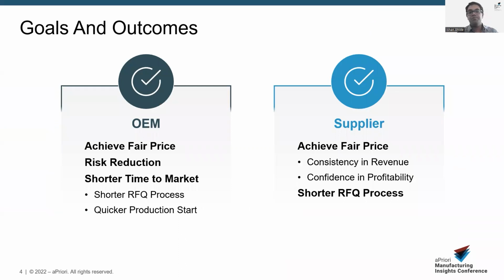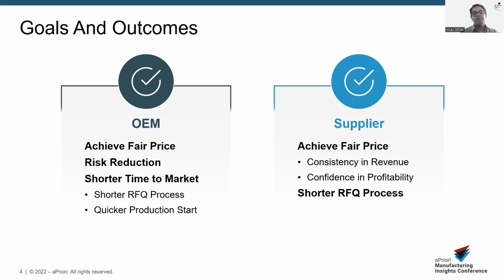In most cases, both OEMs and suppliers have similar goals in their working relationships. As an OEM, you want to ensure that you're not overpaying for what you source. You also want to reduce your risk by understanding more of the supplier's business and how they operate, ultimately leading to a beneficial impact on your overall time to market given today's supply chain conditions. So this means shortening the RFQ process, leading to a quicker start to the production of your parts and assemblies.